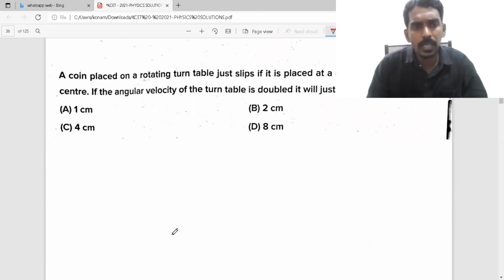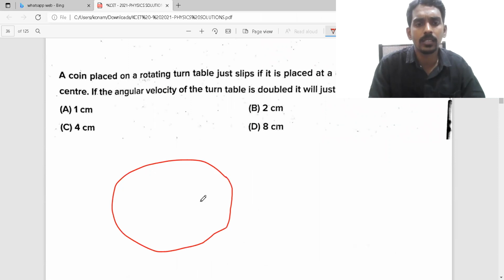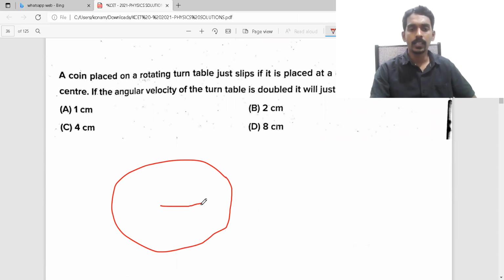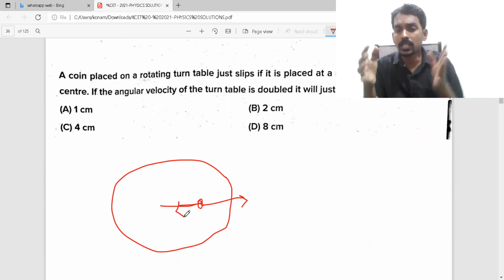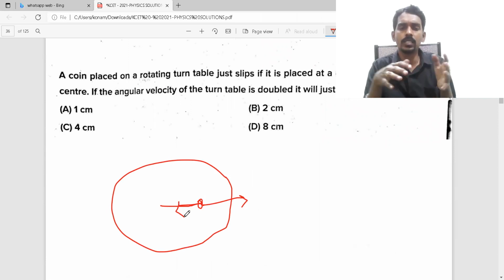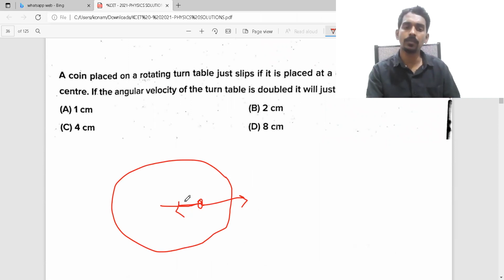Now, a coin placed on a rotating table. See, this is like a shortcut-based formula. In circular motion, you will study a coin on a table at a particular distance. If you place one coin, the centrifugal force will act and friction will develop inward. So the friction tries to prevent it from slipping. It is just ready to slip means what? The maximum friction is balancing the centrifugal force.